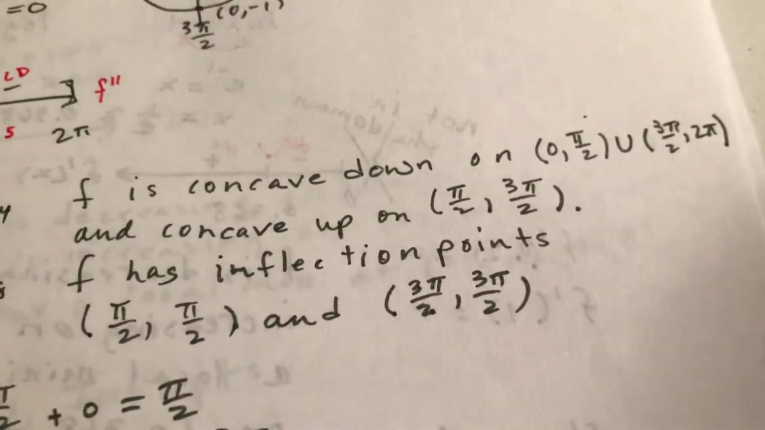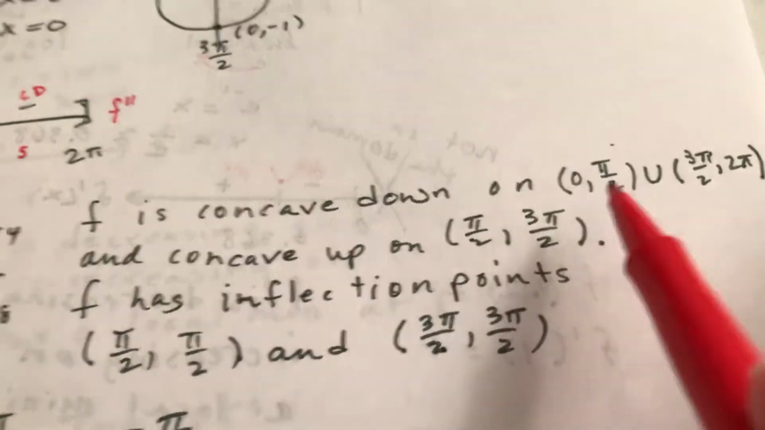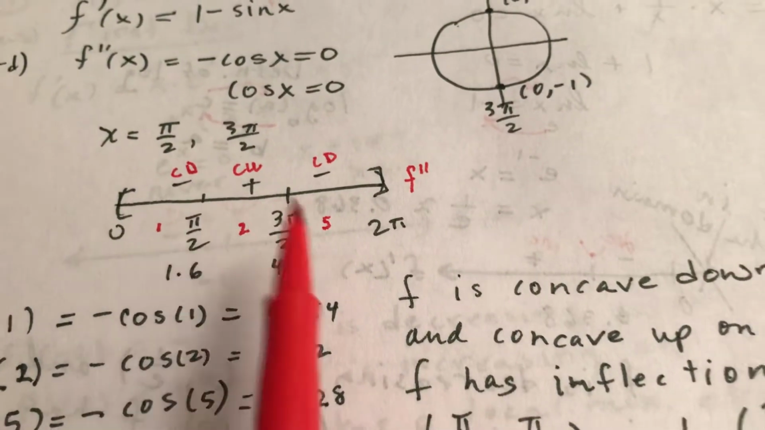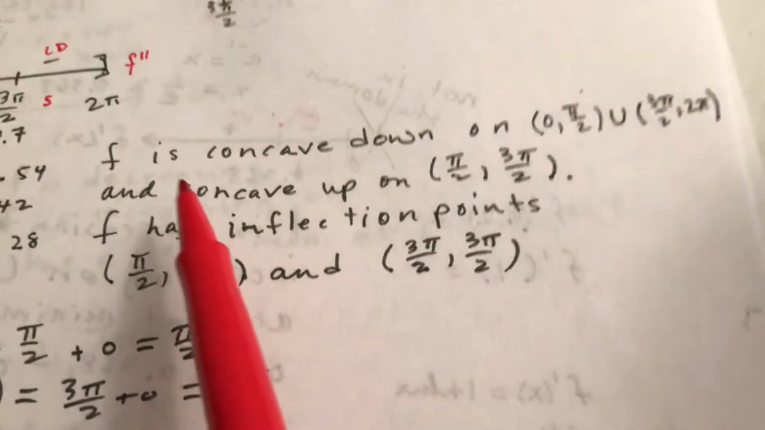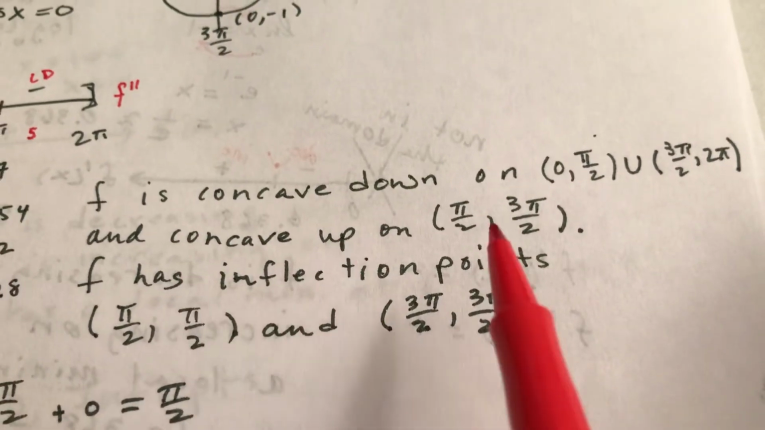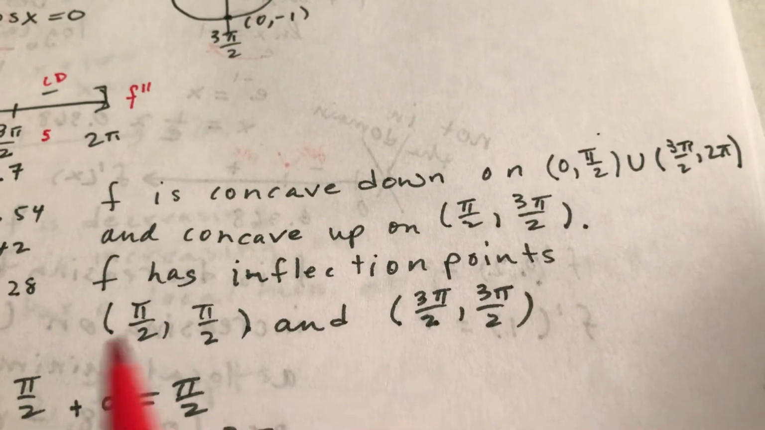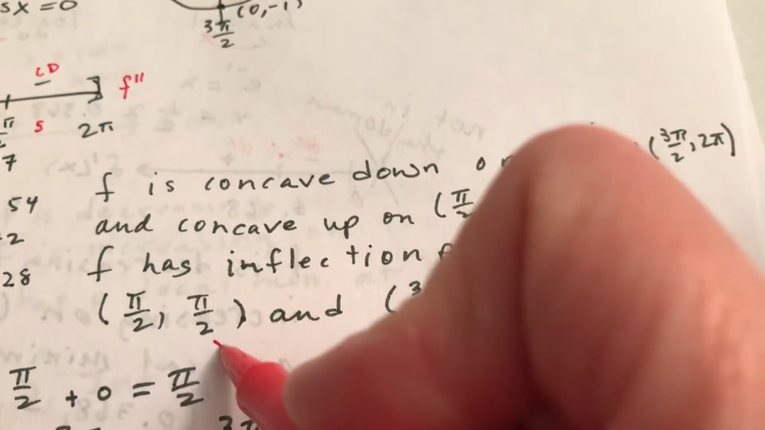I'm going to conclude f is concave down on the interval from 0 to pi over 2, and then concave up from pi over 2 to 3 pi over 2, and then concave down from 3 pi over 2 to 2 pi. So f is concave down on these 2 intervals, concave up on this interval, and f has inflection points at pi over 2 and 3 pi over 2.